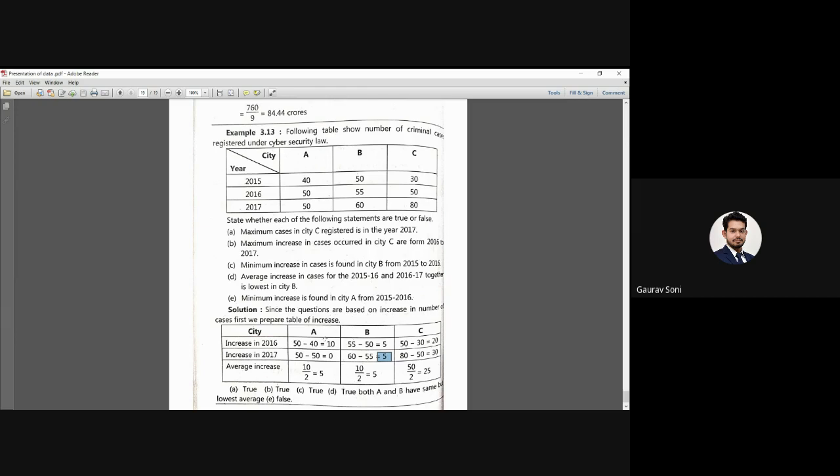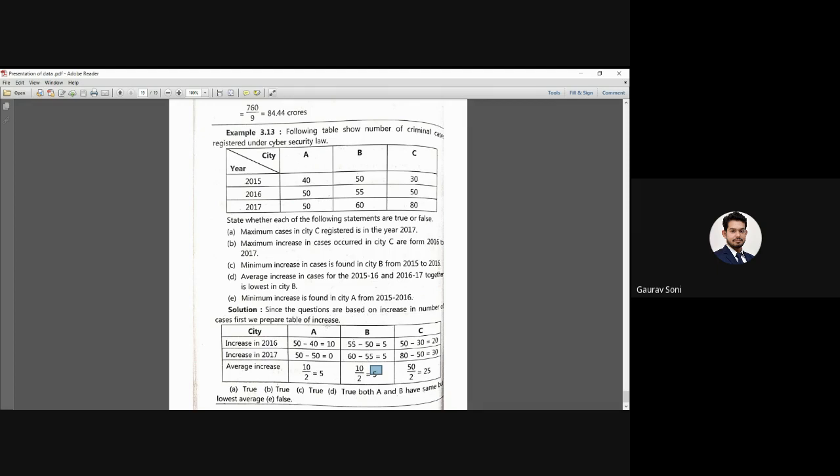Average increase in cases for 2015-16 and 16-17 together. In 2016 it was 10, 2017 it was 0, so the average is 5 for city A. Similarly for city B, average is 5. For city C, average is 25. Average increase in cases together is lowest in city B. Which is the lowest? Yes, of course it is. True. Both city A and city B have the same, lowest average.